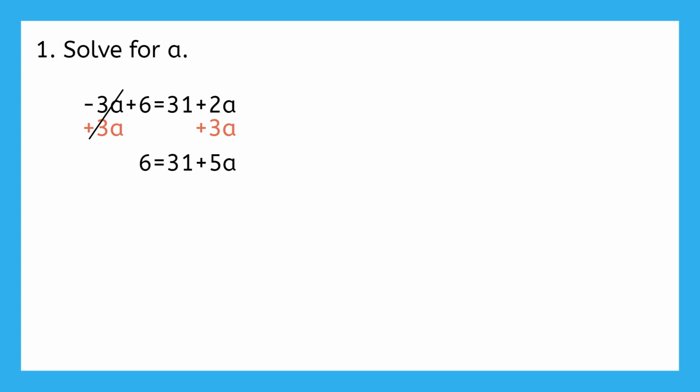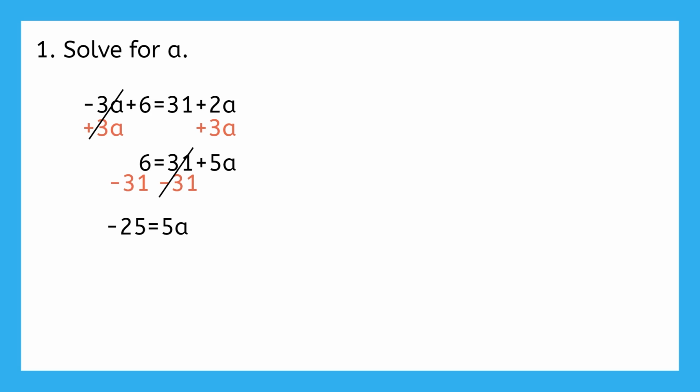Back to the equation. First, I need to cancel the positive 31, so I'm going to need to subtract 31 on both sides. 31 minus 31 makes 0, so I'm just left with 5a here. On the other side, 6 minus 31 makes negative 25.